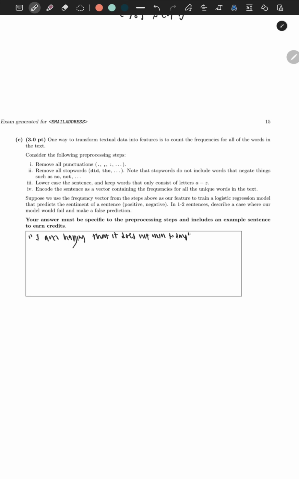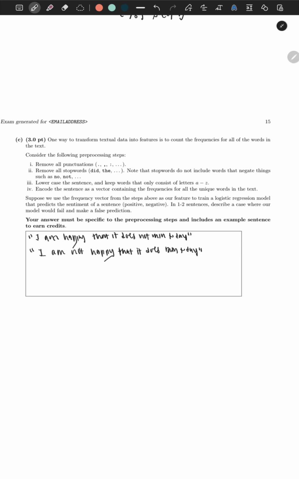And just reading the sentence, we can tell that it's a positive sentiment. But we have a second sentence here which has the exact same words as the first one, but in a different order. It's, I am not happy today, or I am not happy that it does rain today. And we can tell that this is a negative sentiment and not positive.